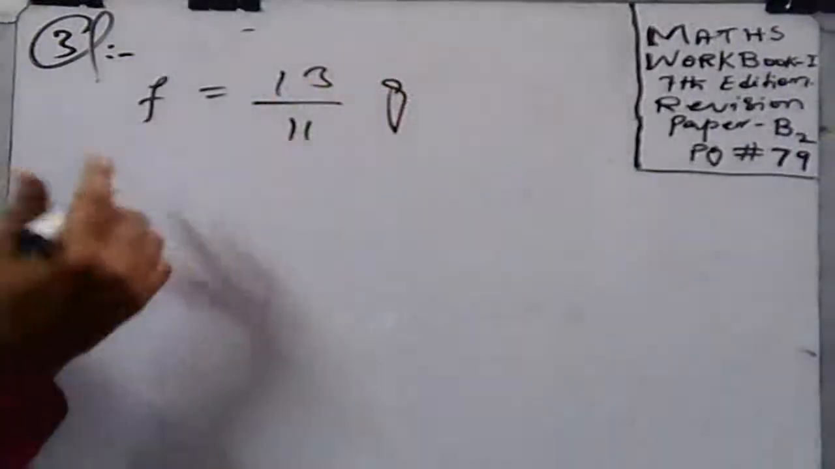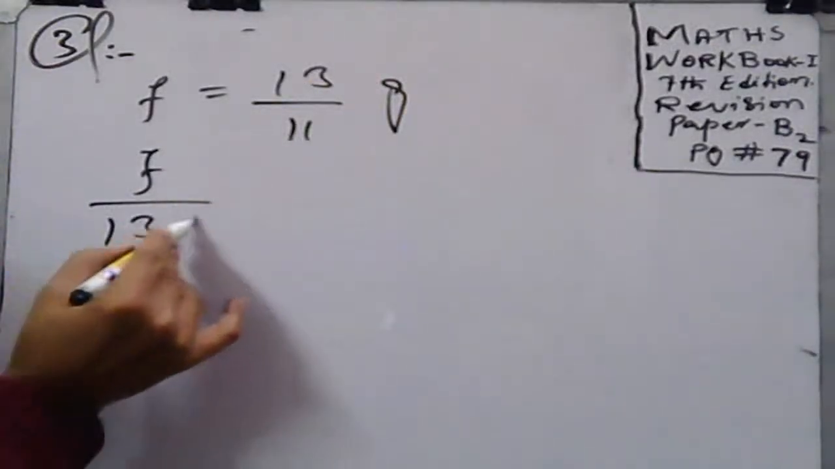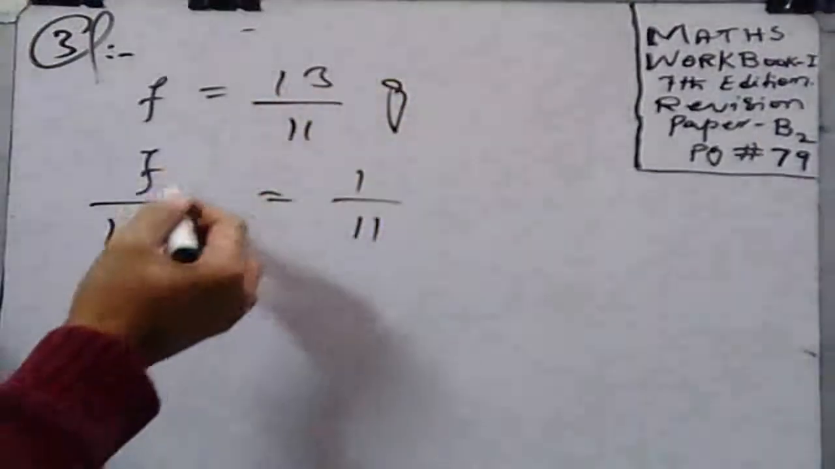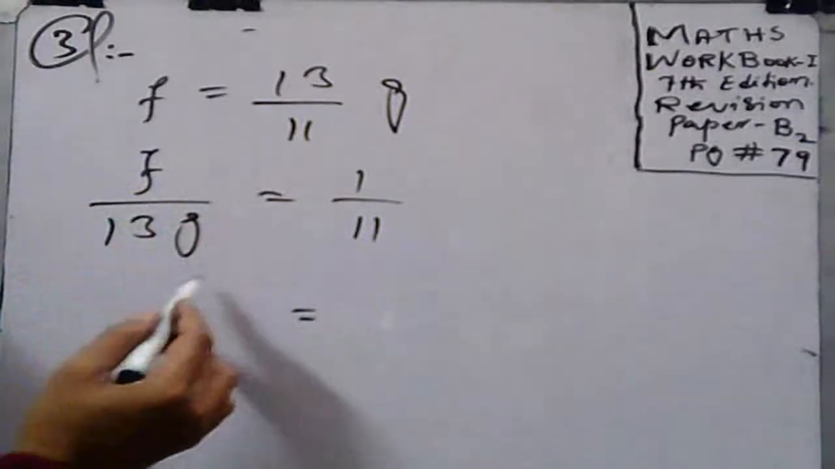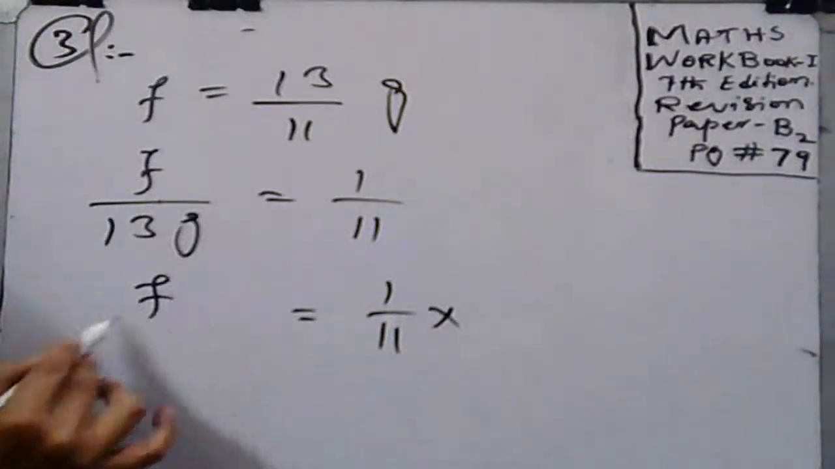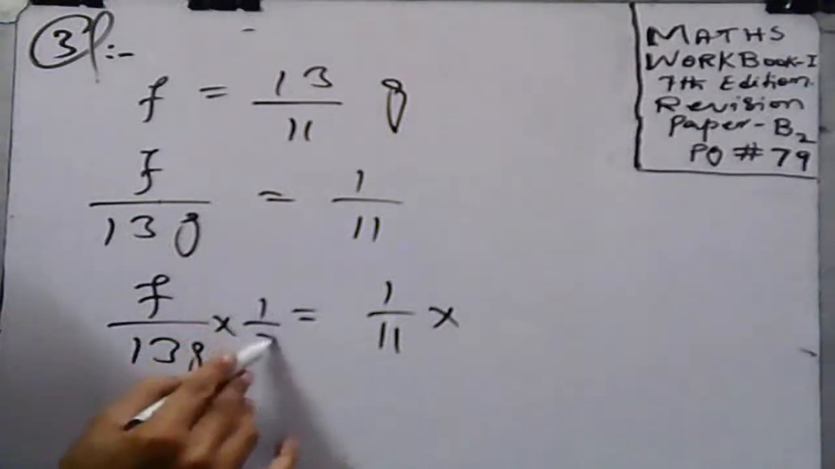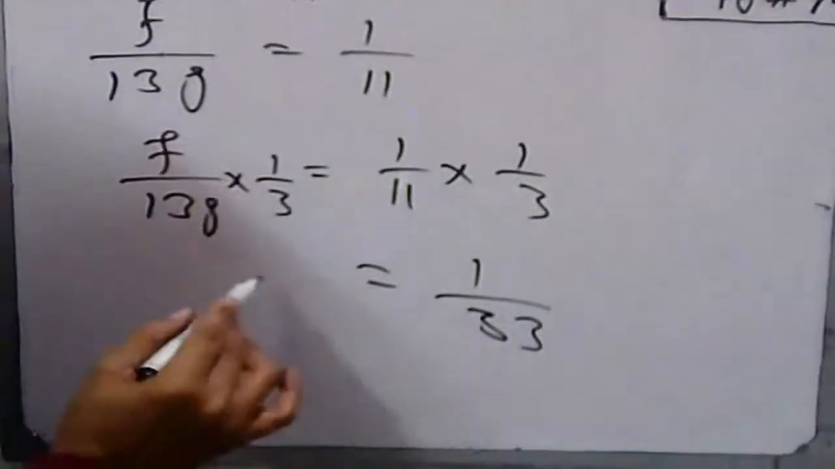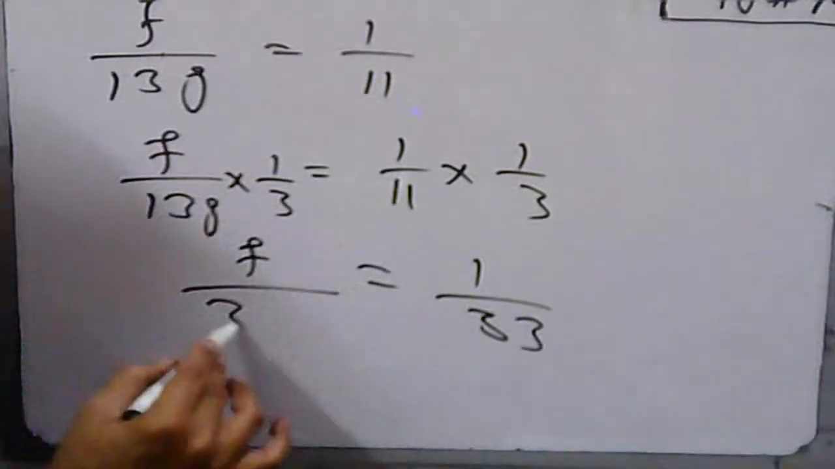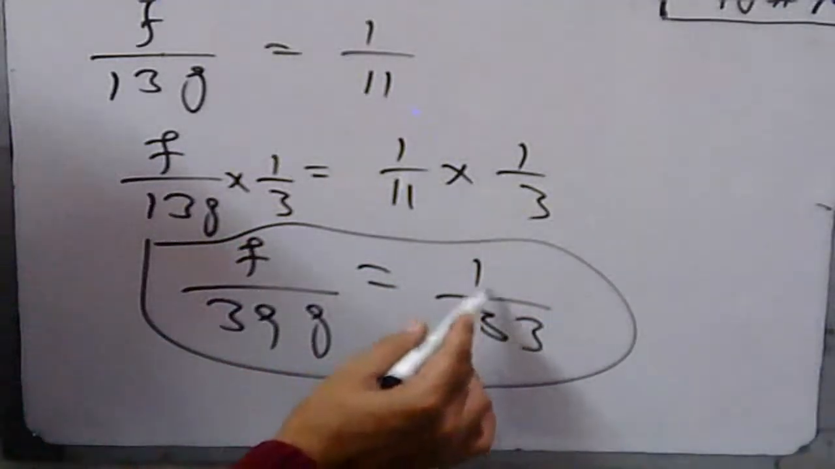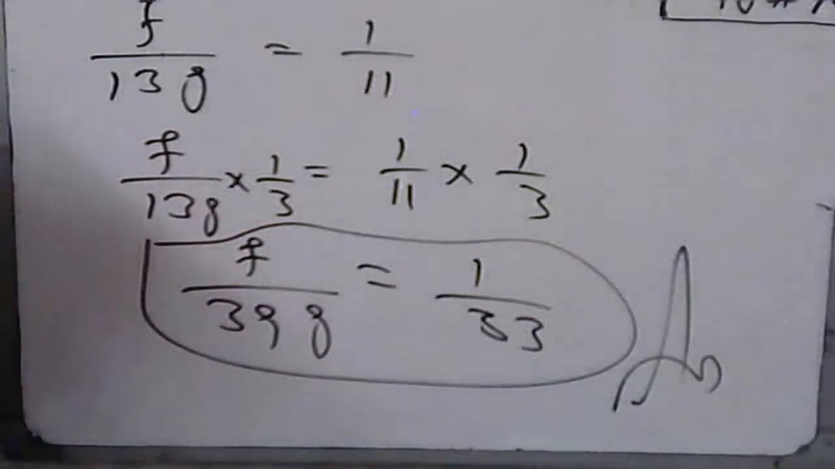So by using cross multiplication you can write 13g is equal to 1 by 11. By using cross multiplication 13g can be dragged, so you will get 1 by 11. So 1 by 11 multiply by, we need 39, so we have to multiply both sides by 3. 11 3s are 33, and 13 3s are 39g. So we need the value of 1 by 39g, so that is equal to 1 by 33, which is your required result. Now similarly, coming to question number 4.